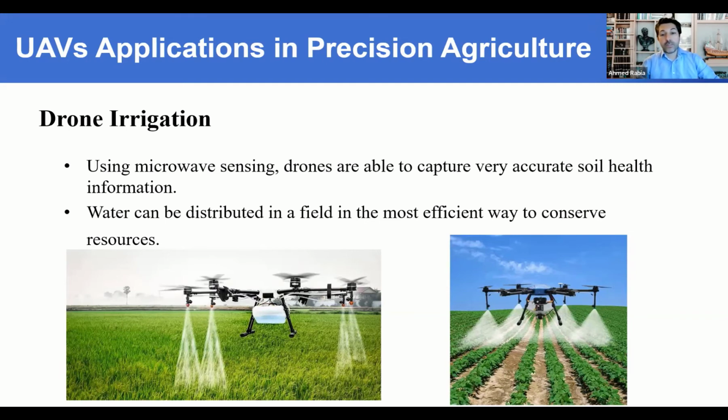So in this case, if you have a variable rate of irrigation, you can use the drone to apply this variable rate based on the map you're going to load to your drone, and then you can apply different amounts of water in different parts of the field.